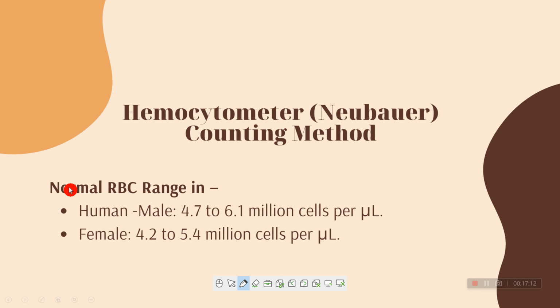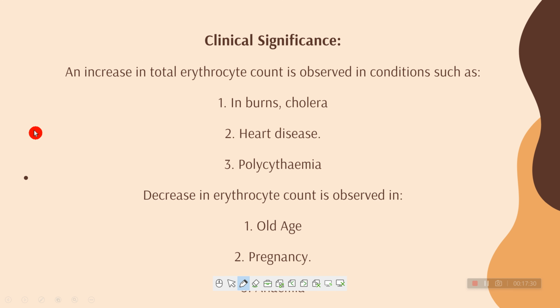So what is the normal RBC range in humans? In males, the normal RBC range is 4.7 to 6.1 million cells per cubic mm or per microliter, and in females it is 4.2 to 5.4 million cells per cubic mm or per microliter.